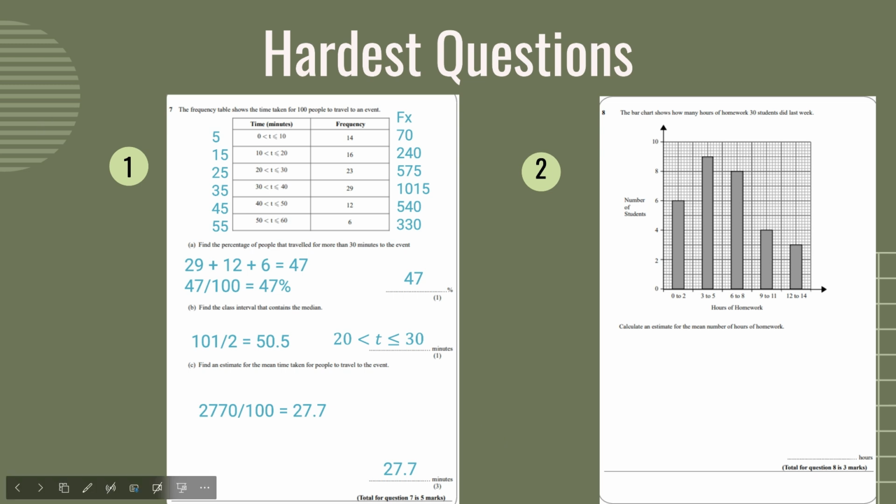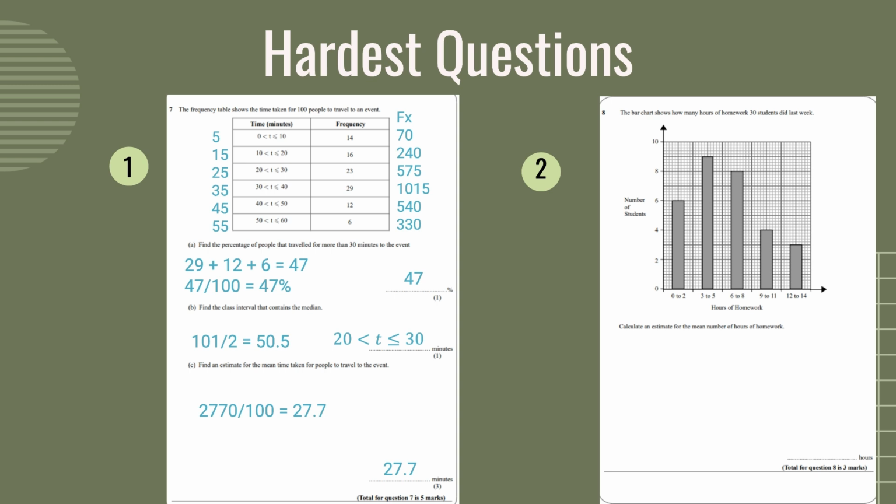In our second question, it is using our knowledge of bar charts to understand whether we can apply the same frequency table knowledge to the bar chart. So the second question says, the bar chart shows how many hours of homework 30 students did last week. Calculate an estimate for the mean number of hours of homework. So here, we need to look at the bar chart, understand the data it's given us, and then apply it.